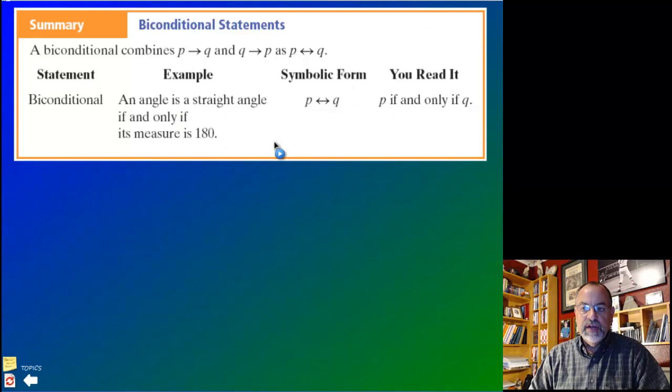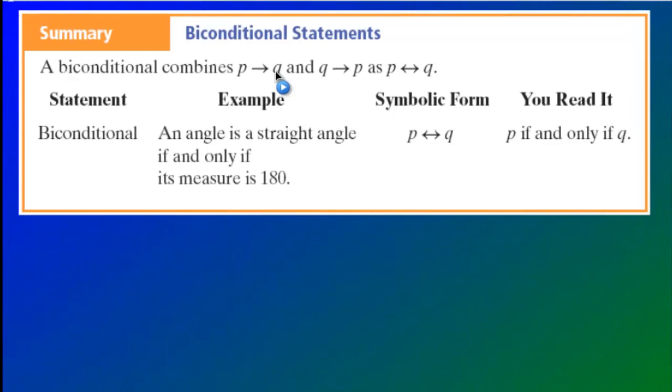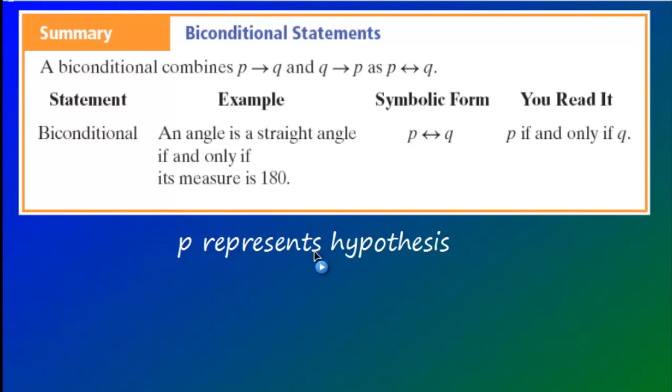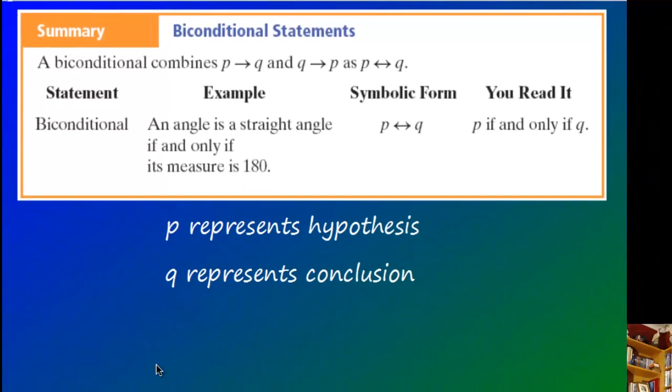So this is kind of what it ends up being mathematically. A biconditional takes if P then Q, and then if Q then P, and makes it a biconditional: P if and only if Q. So this symbol here means if and only if when we're looking at it in logic notation. And again, that's something that's just kind of nice to know. I won't really quiz you too much, if at all, on that anyways. So P represents a hypothesis, Q is the conclusion.